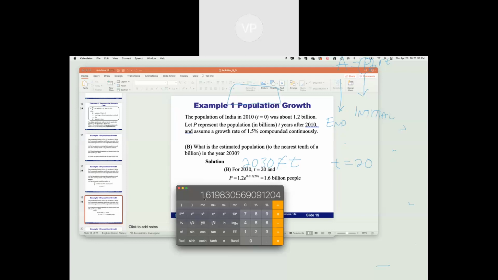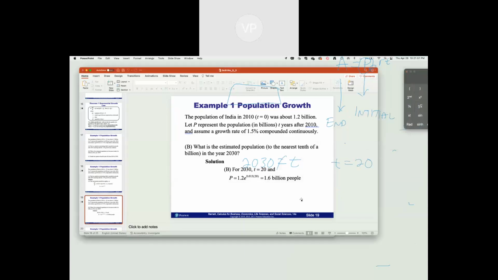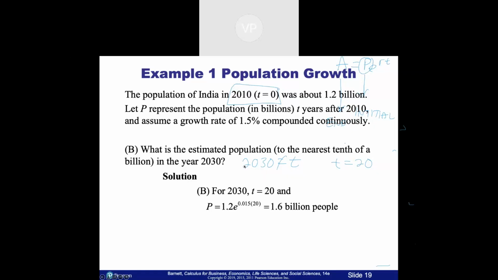And you see, this is where they get the 1.6 billion people. Because remember, the population's in billions. They said, go to the nearest tenth of a billion. That's why it's 1.6. But that's how we get that on a calculator. And that's something that we are going to do many times in our homework problems today.